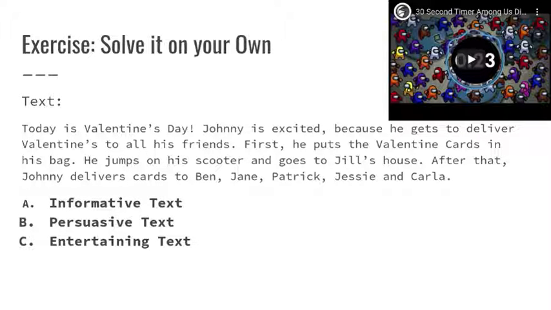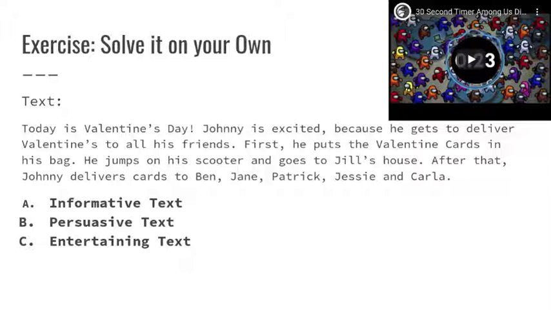Exercise. Solve it on your own. I will read this paragraph, and you need to pause the video or take the 30 seconds and figure out the answer. Today is Valentine's Day. Johnny is excited because he gets to deliver Valentines to all his friends. First, he puts the Valentine's cards in his bag.